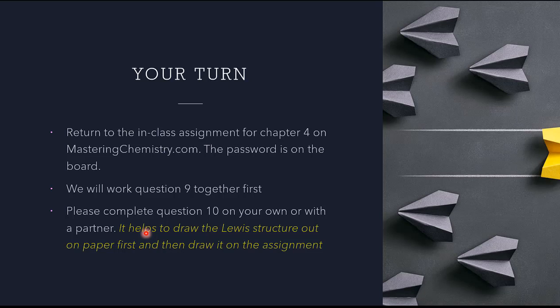Okay, once you've done it on paper, you can also test yourself. Go to masteringchemistry.com, open chapter 4, and try question 9. And try to do question 10 on your own. Question 10, it's really going to help you to draw the Lewis dot structure out on paper first, and then do it in Pearson. All right, so work questions 9 and 10.